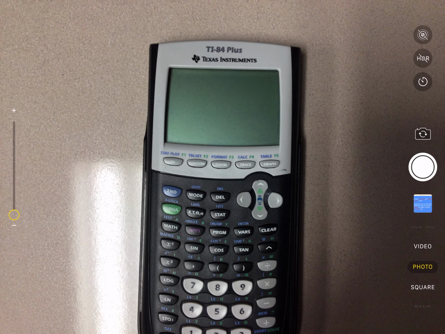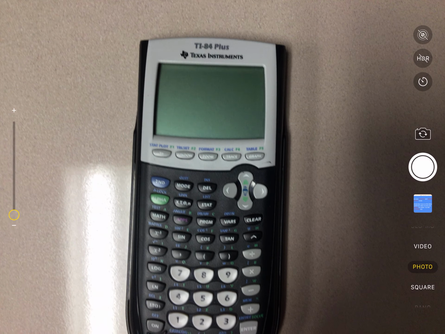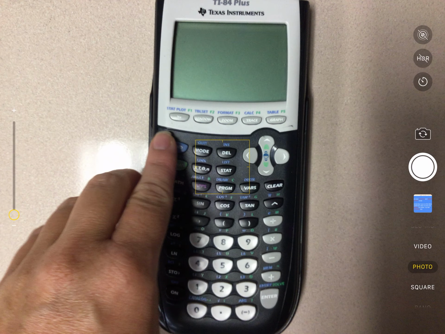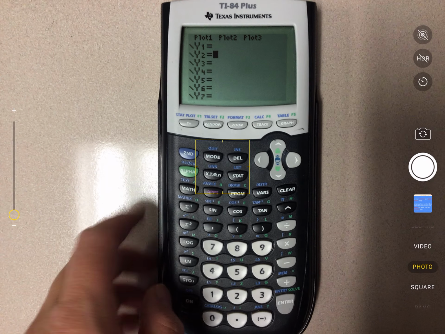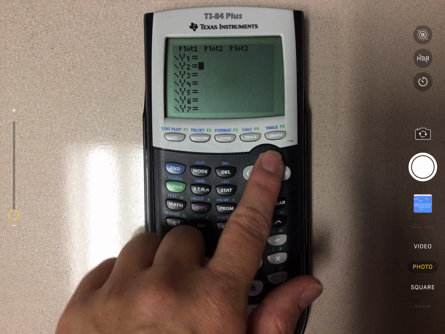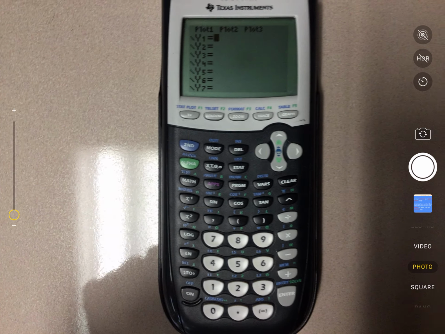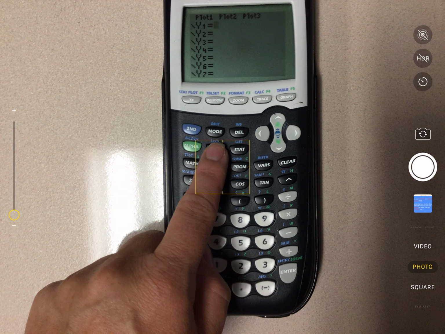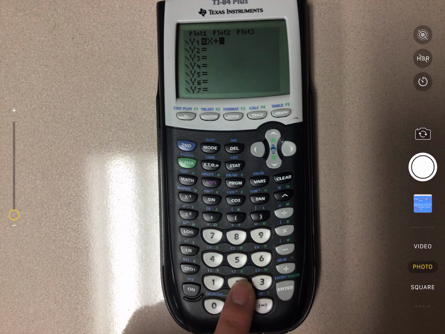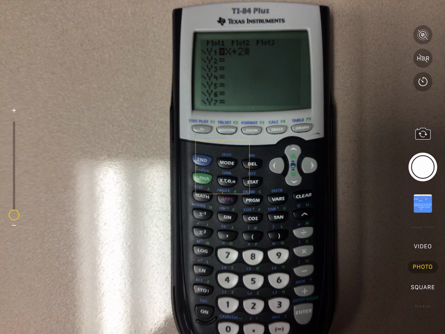Okay, so the steps that we're going to use, and this is going to kind of jump with my focus, and I apologize for that, is you're going to go into your y equals screen, okay? And you're going to type in your function that we're working with. So I'm just going to go with a really simple one here, and I'm just going to use x plus 2. Okay, so there's my function.